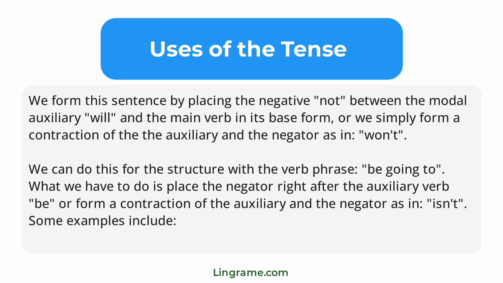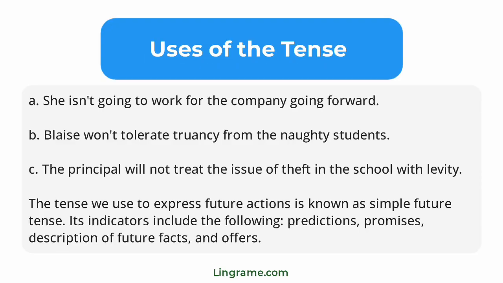We can do this for the structure with the verb phrase be going to. What we have to do is place the negator right after the auxiliary verb be, or form a contraction of the auxiliary and the negator as in isn't. Some examples include: she isn't going to work for the company going forward. Blaze won't tolerate truancy from the naughty students. The principal will not treat the issue of theft in the school with levity.